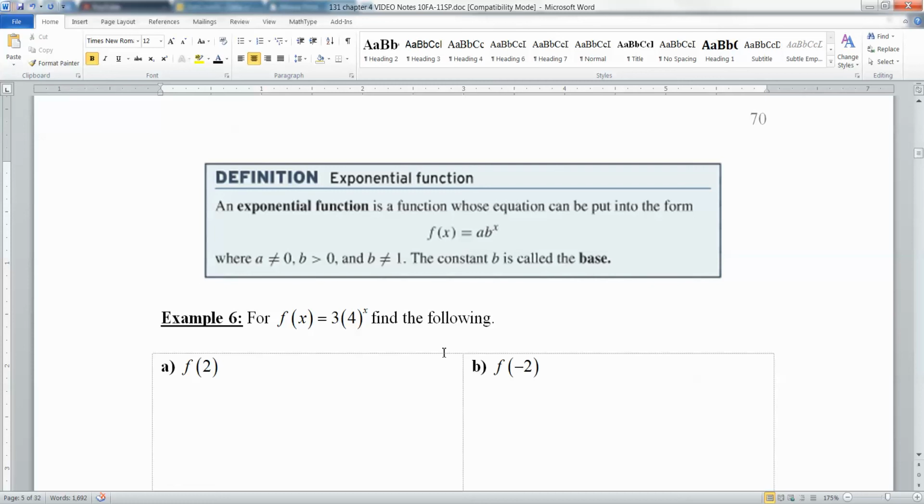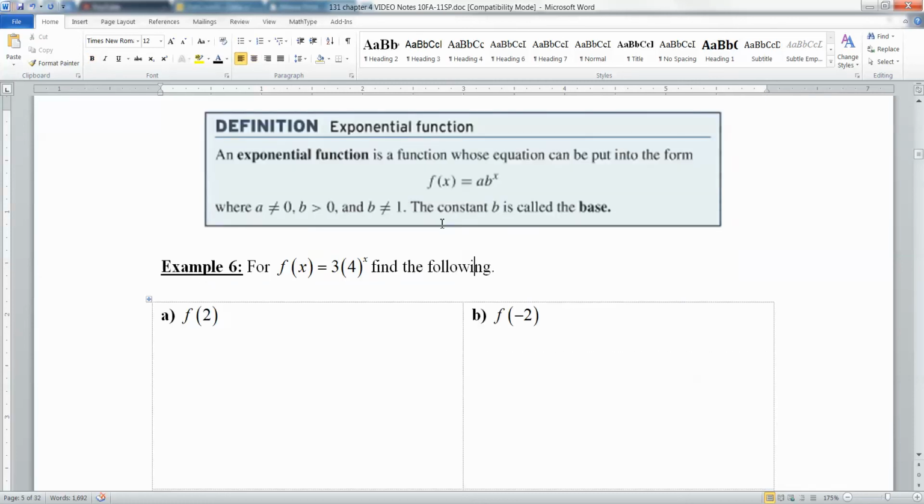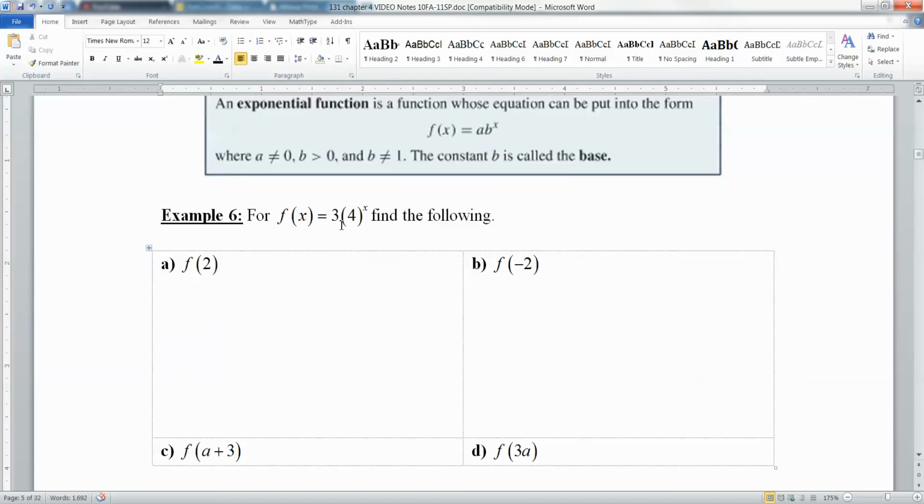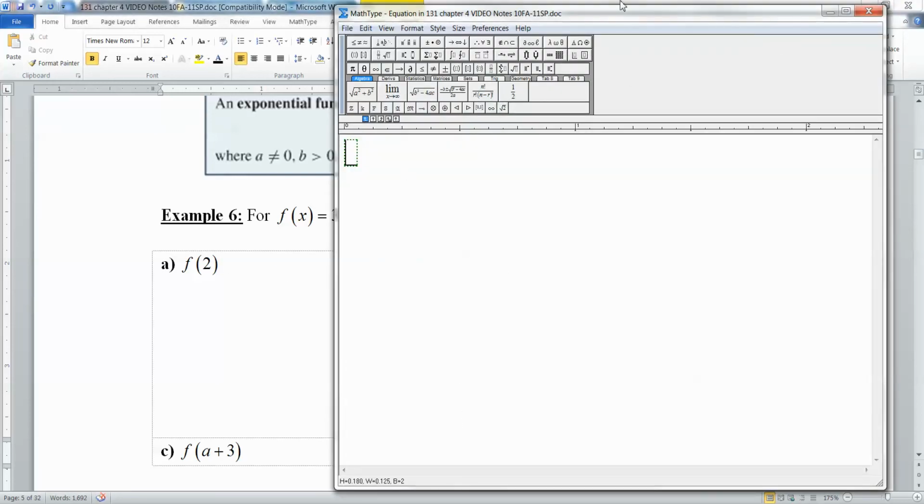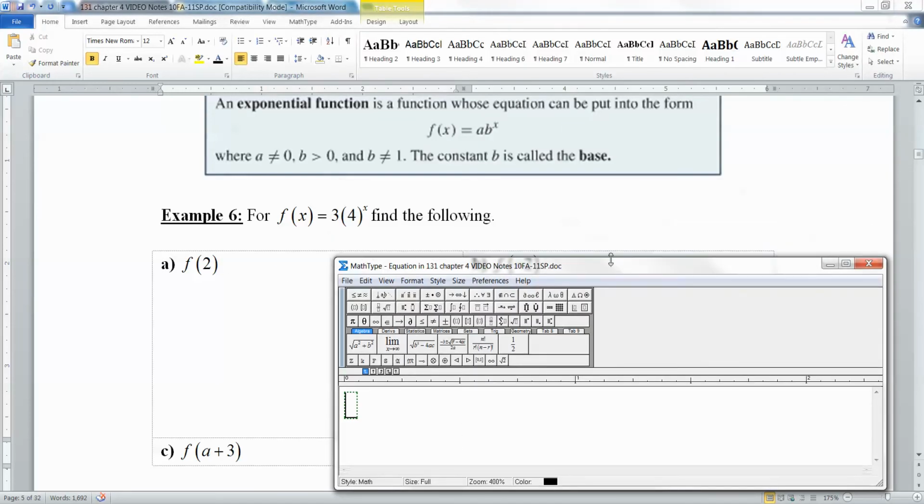In this chapter, we're doing exponentials, which their basic form is a times b to the x, right? So the b is called the base, very important. And a is the coefficient, if you will. All right, so I have a function here, f of x equals 3 times 4 to the x. You are to find the following. F of 2. So you're going to put 2 into that. So that's 3 times 4 to the 2.